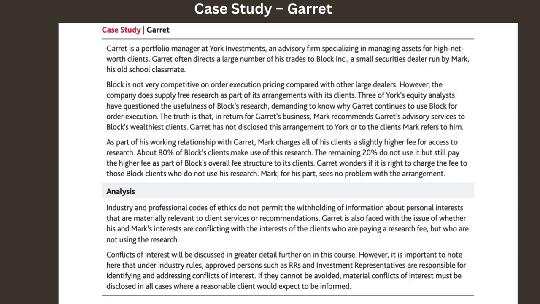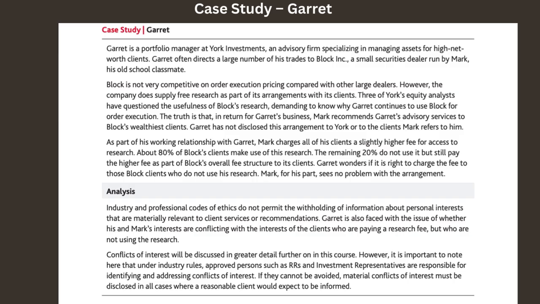Okay, so here we have a case study from the textbook. Garrett. Garrett is a portfolio manager at York Investments, an advisory firm specializing in managing assets for high net worth clients. Garrett often directs a large number of his trades to Block Inc., a small securities dealer run by Mark, his old school classmate. Block is not very competitive in order execution pricing compared with other large dealers. However, the company does supply free research as part of its arrangements with its clients.